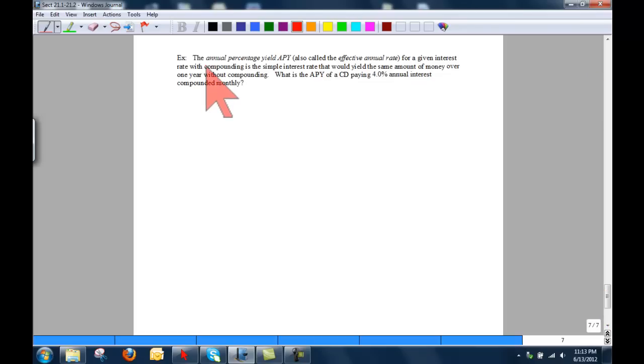I'll read the question. The annual percentage yield, also called the effective annual rate for a given interest rate with compounding, is, so its definition is, it's the simple interest rate that would yield the same amount of money over 1 year. And simple interest does not have compounding. So what's the APY, annual percentage yield, of a CD that pays 4% annual interest compounded monthly?